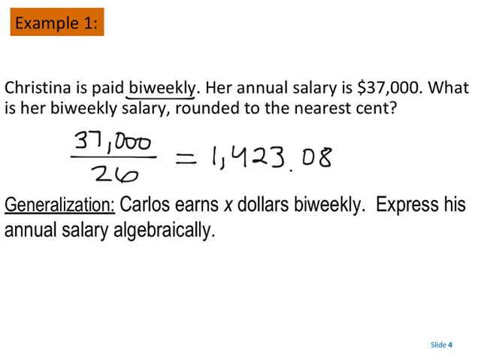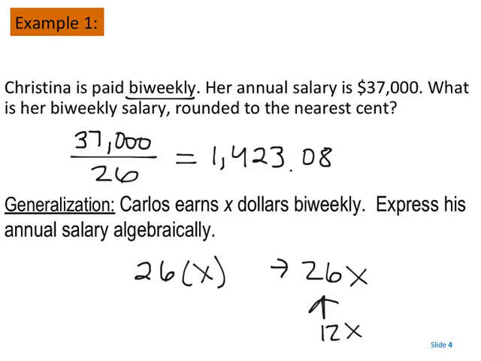And then if we want to make that a generalization so that you guys are able to figure out how much you're getting paid: Carlos earns X dollars bi-weekly, so we express his annual salary algebraically. Bi-weekly we had 26 paychecks, so we multiply the number of paychecks by the dollars he's getting paid. That's just our general formula, 26 times X. You can always just change this number. If we are getting paid monthly, then it'd be 12 times X, and so on.